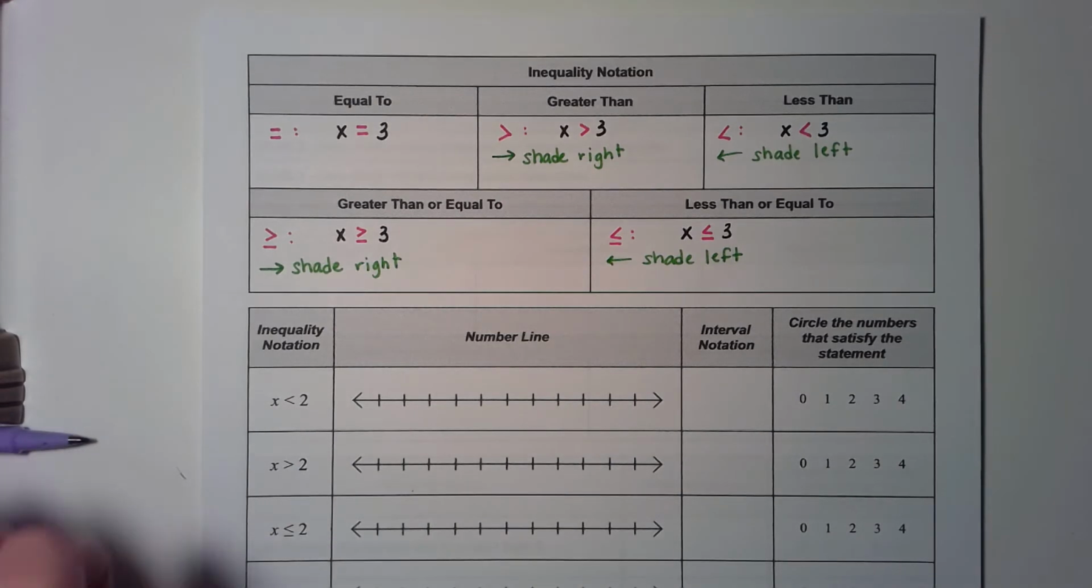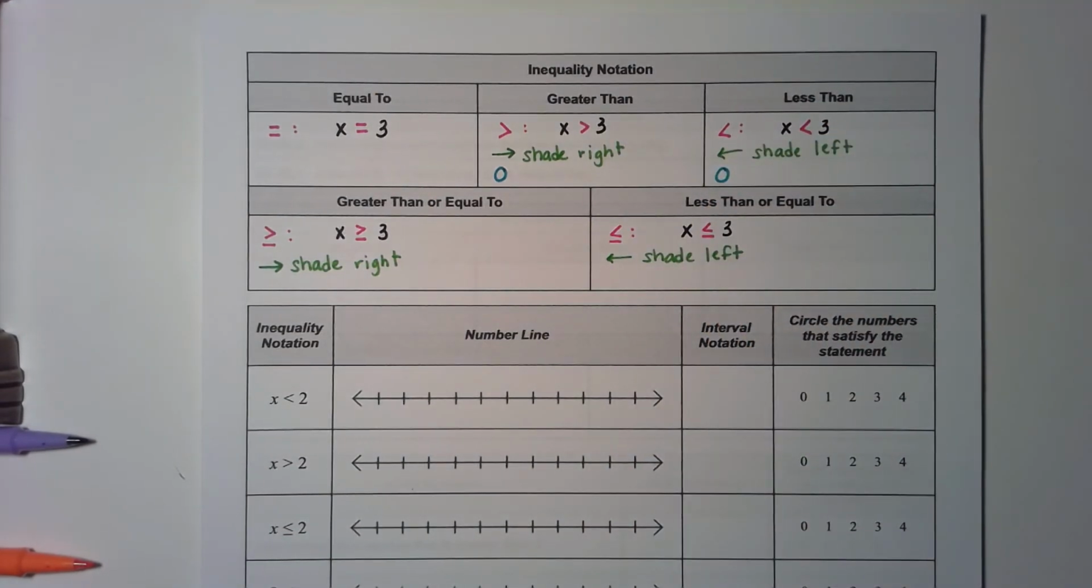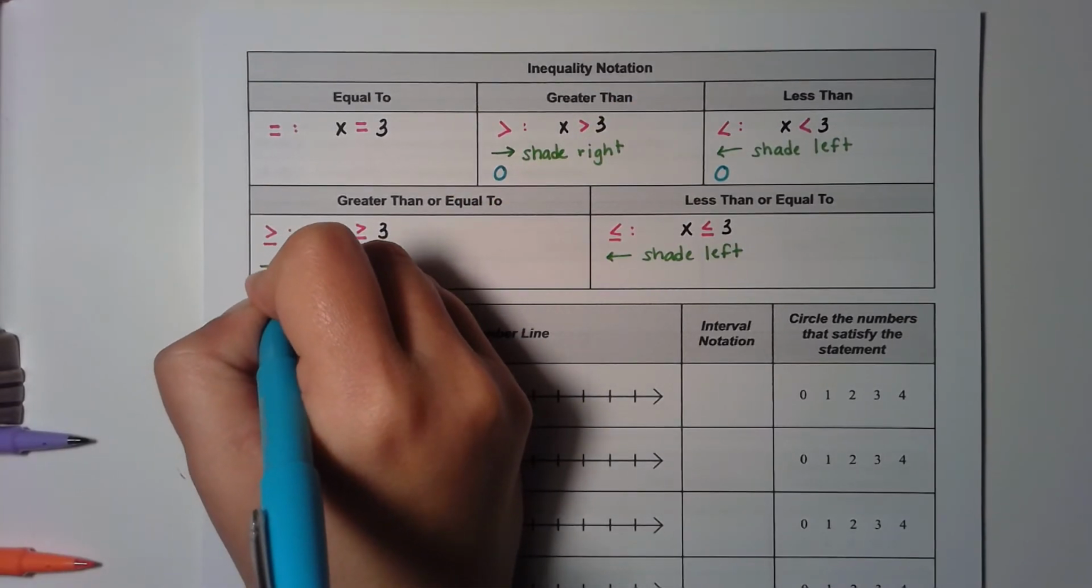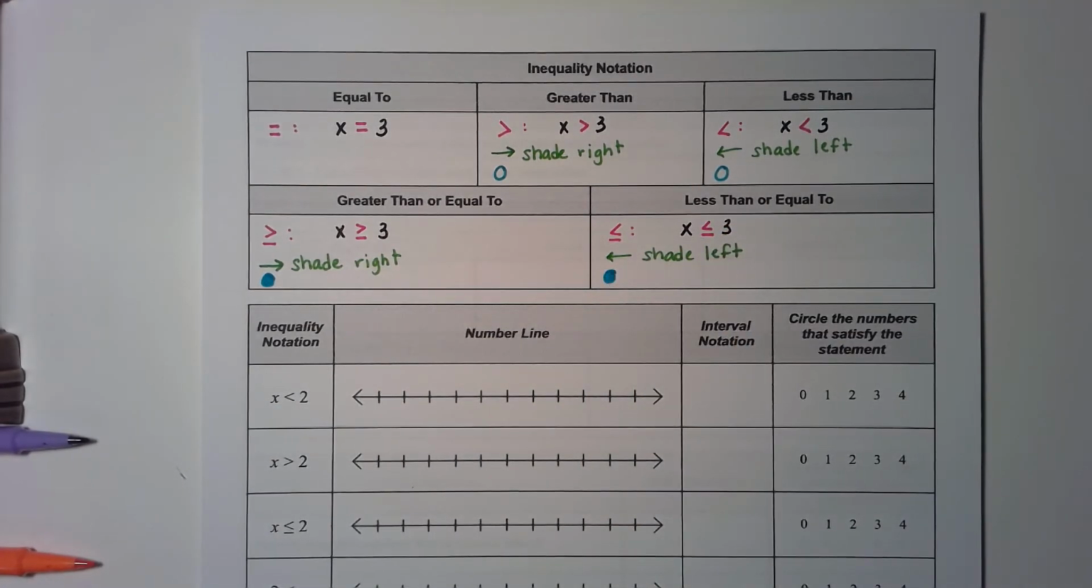Now, let's talk about open or closed circles. Just like when we have interval notation, we also have open and closed circles for inequalities. Now remember, a closed circle means you can be equal to that number, and an open circle means you can't. So anytime you have a greater than or a less than, so there's no little underline, there's going to be an open circle because you're not equal. And anytime you have a greater than or equal to or a less than or equal to, there's going to be a closed circle because you are going to be allowed to be equal to that number. So it's included in your solution.